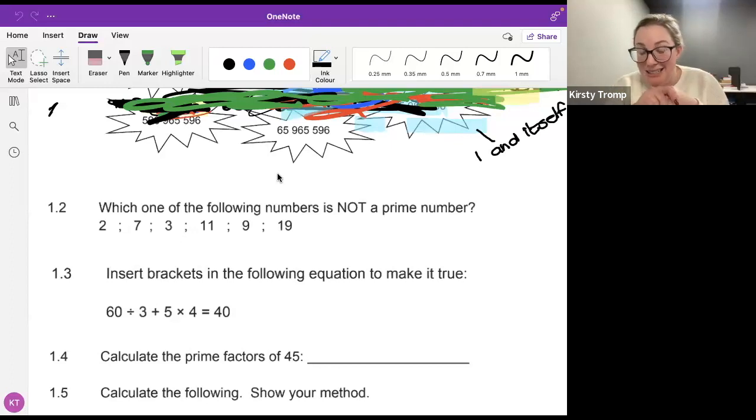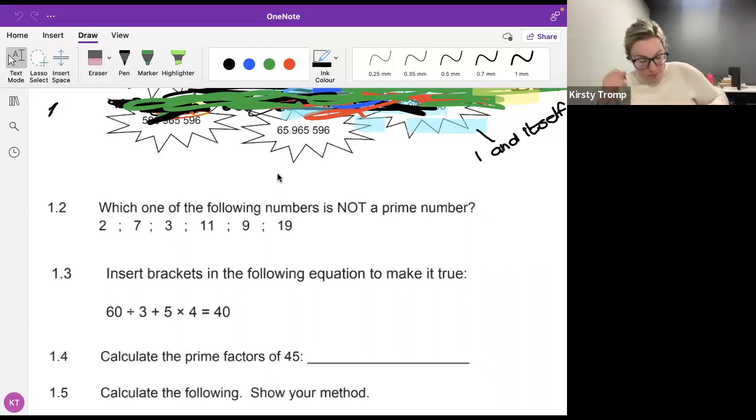And finally, 19. Can 19 be divided by anything else? Well, 1 and anything else? No. So guys, you need to know your times tables for this one. It's really, really important.